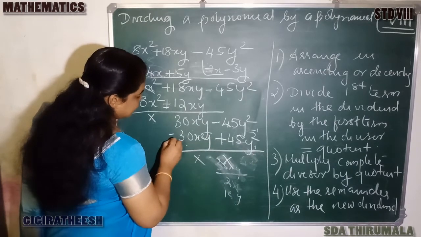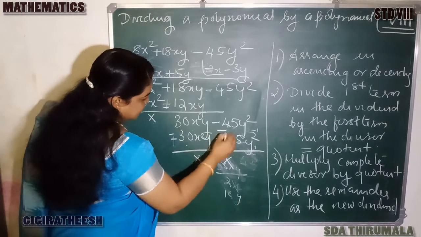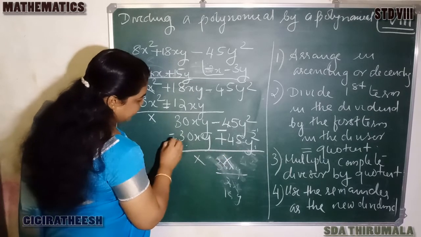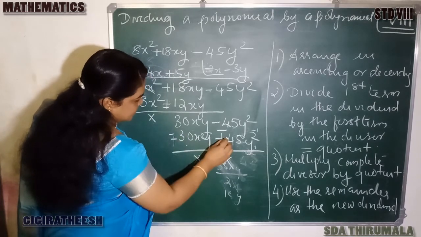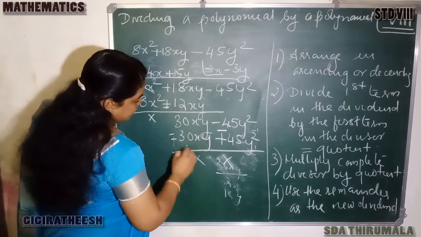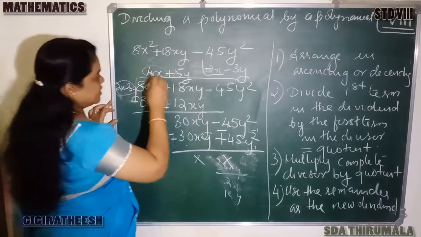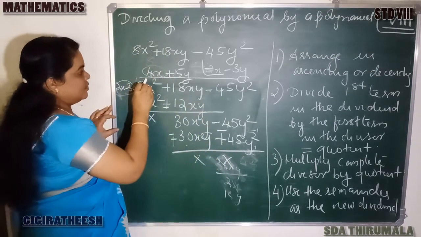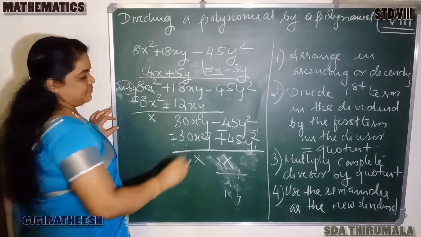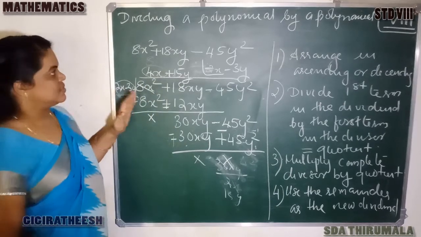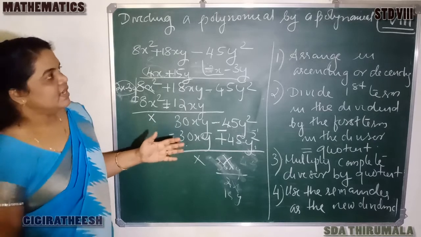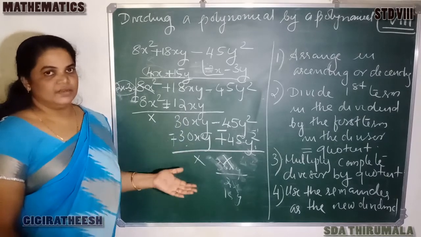Changing the symbols, that is here it is plus and this is minus. Changing the symbol, that is subtracting, we get this minus, and this is also plus, and then we get 0. This is the answer, equal to 4x plus 15y. This is the process of dividing a polynomial by a polynomial.